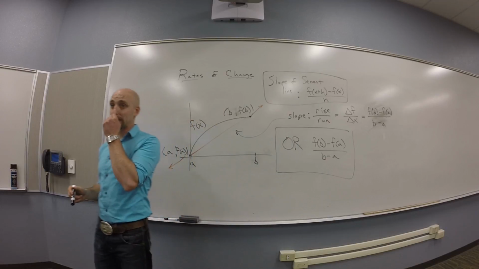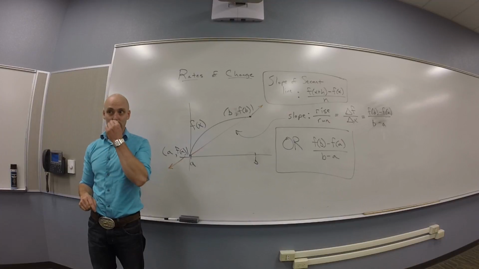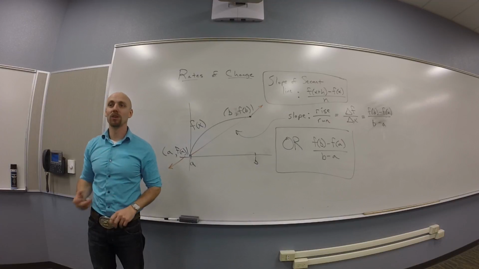Now, what are the units on these? These are what's called average rates of change, or slopes of secant lines. But what are the units?